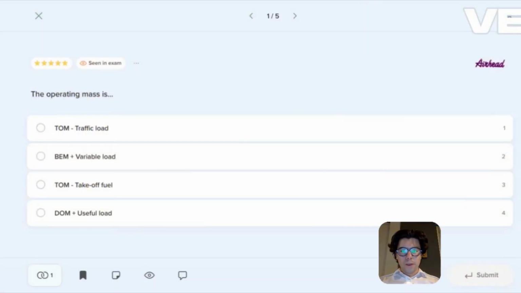Hi everyone, welcome to this short walkthrough where we will discuss the most recent questions from the mass and balance subject in the ATPL theory. We'll go through 5 questions that were seen in the last 30 days in actual exams across all EASA authorities. So without any further ado, let's jump into the first question from mass and balance.